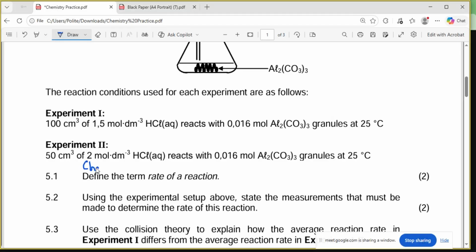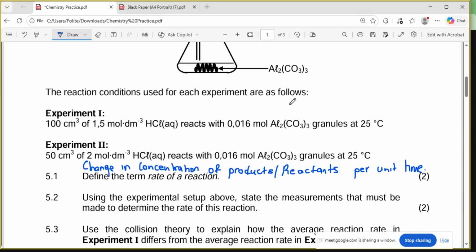Let me write that down. The change in concentration. Concentration, and then of what? Of products, or of the products or the reactants, per unit time, right? So that is the rate of reaction per unit time.